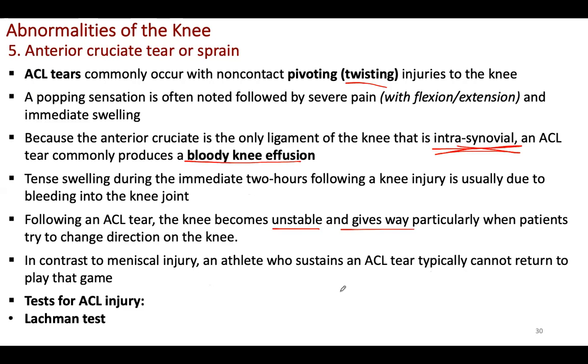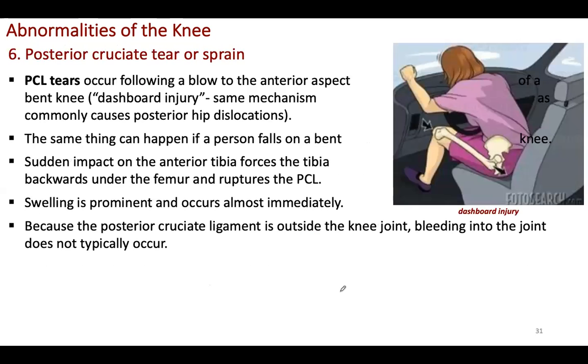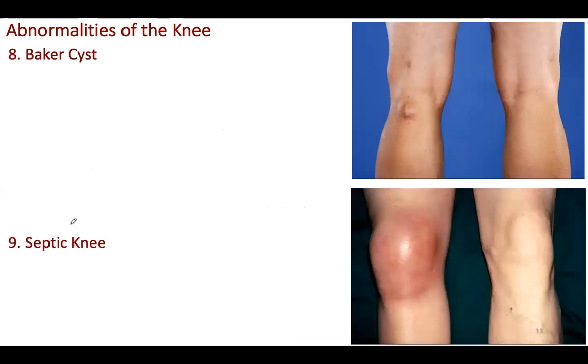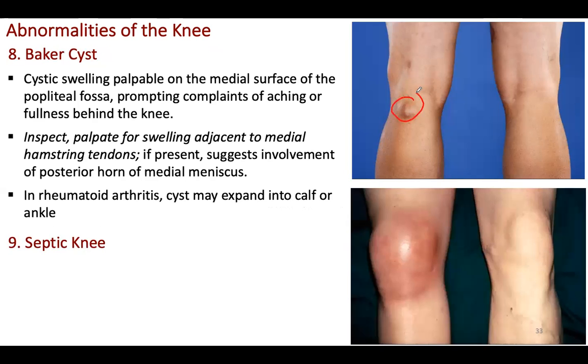Tests for ACL: Lachman test and anterior drawer sign. Posterior cruciate tear or sprain follows a blow to the anterior aspect of the bent knee, what we call a dashboard injury. Not as serious as an anterior cruciate tear. Collateral ligament tear or sprain is the least significant. Patients are able to walk but may develop an effusion. Baker cyst is sometimes seen in the popliteal fossa in patients with rheumatoid arthritis.